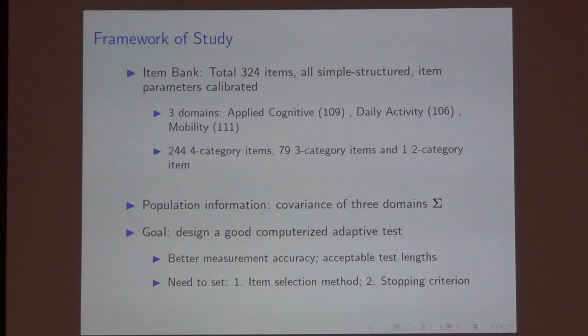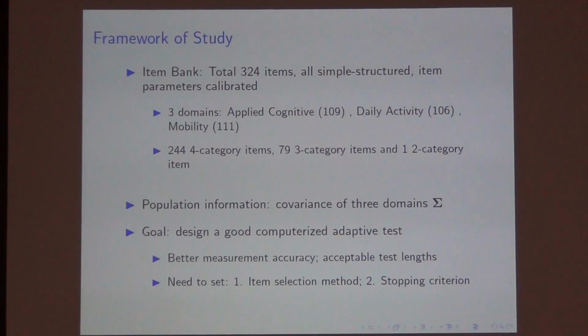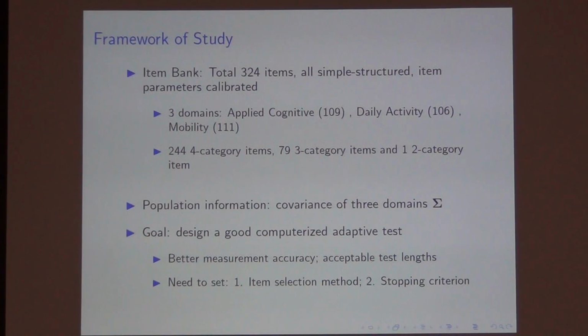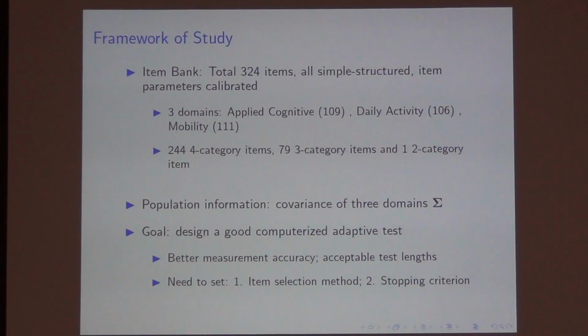So in this project, we work with a real item bank containing 324 items, all simple structured. Thanks to the work of Shi Yang, the item parameters are well calibrated. We have 3 dimensions or domains: applied cognitive, daily activity, and mobility. The number of items from the domains are pretty close. So you can see 109, 106, and 111. Most of the items have 4 categories also. Also from the calibration, we have the covariance matrix of theta in the population.